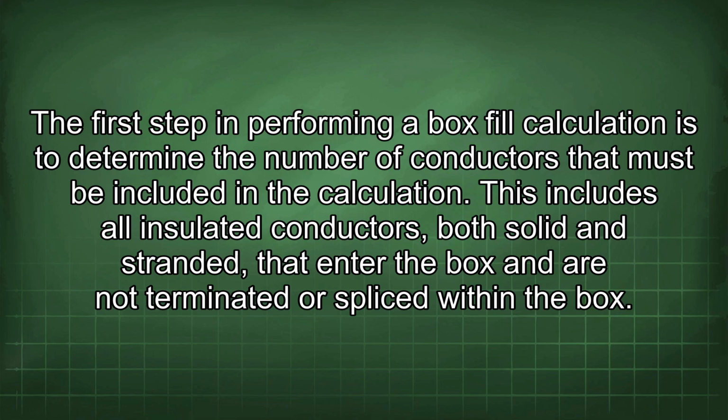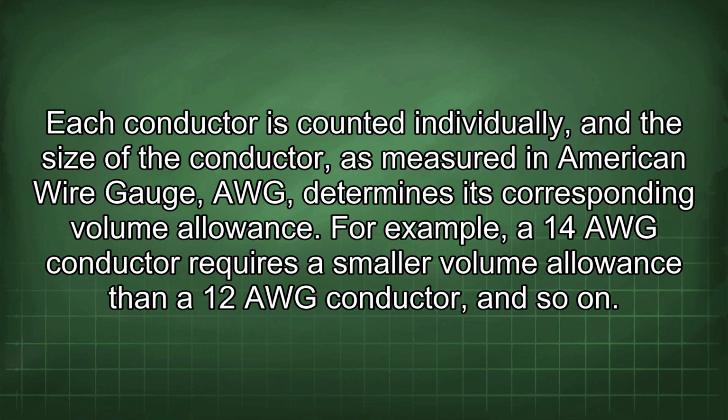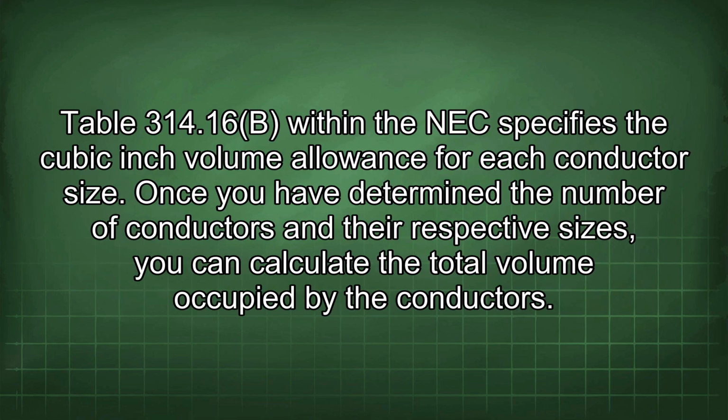The first step in performing a box fill calculation is to determine the number of conductors that must be included in the calculation. This includes all insulated conductors, both solid and stranded, that enter the box and are not terminated or spliced within the box. Each conductor is counted individually, and the size of the conductor, as measured in American wire gauge (AWG), determines its corresponding volume allowance. For example, a 14 AWG conductor requires a smaller volume allowance than a 12 AWG conductor, and so on. Table 314.16(B) within the NEC specifies the cubic inch volume allowance for each conductor size.